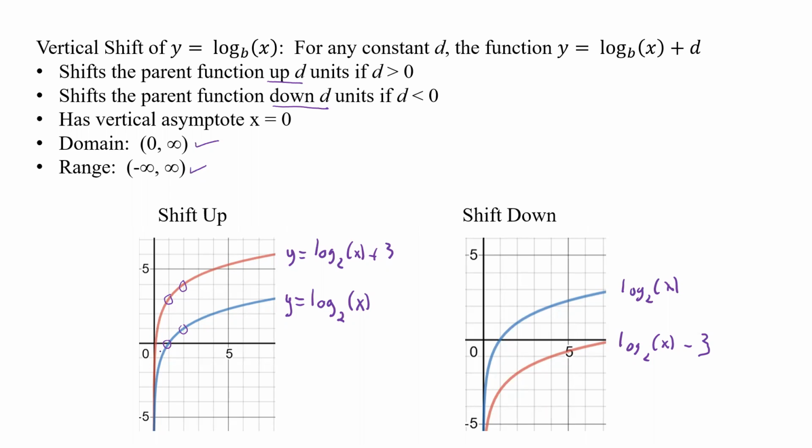Now we could also do the same thing. We could subtract 3. What we'd have is our original point here, (1, 0), and our other original point here, (2, 1). If we subtract 3, we get (1, -3), that's our new point, and (2, -2), and that's our new point. And then we could draw our graph from there.